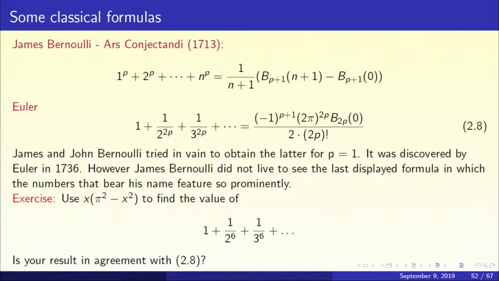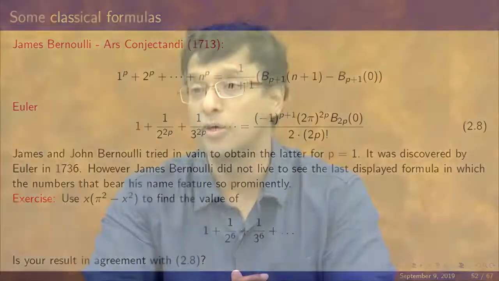The brothers James and John Bernoulli tried in vain to obtain 2.8 for p equal to 1. They tried very hard to find the sum of 1 upon 2 squared plus 1 upon 3 squared plus etc. in closed form. Unfortunately, James Bernoulli did not live to see this equation 2.8, in which the numbers bearing his name feature so prominently.